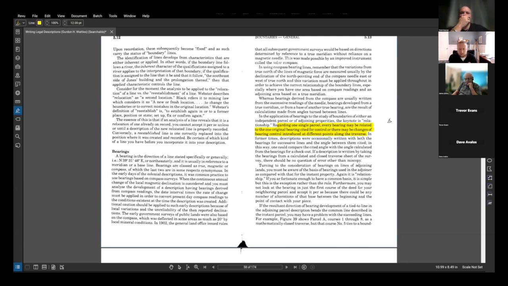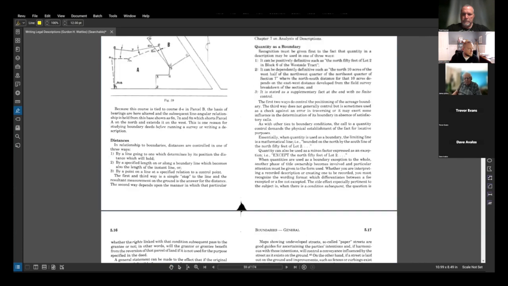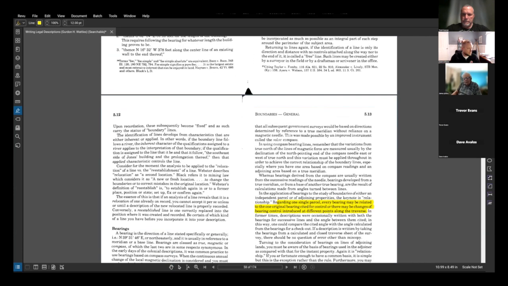Then later, right down at the bottom of the page, he starts talking about this example that he has. And right at the end, it says that he has a mathematical closed traverse, but that course 5 ties to a boundary of an adjoining parcel. I think that's correct.